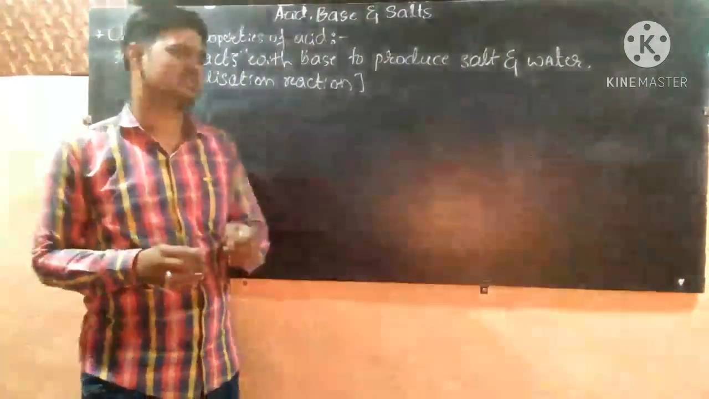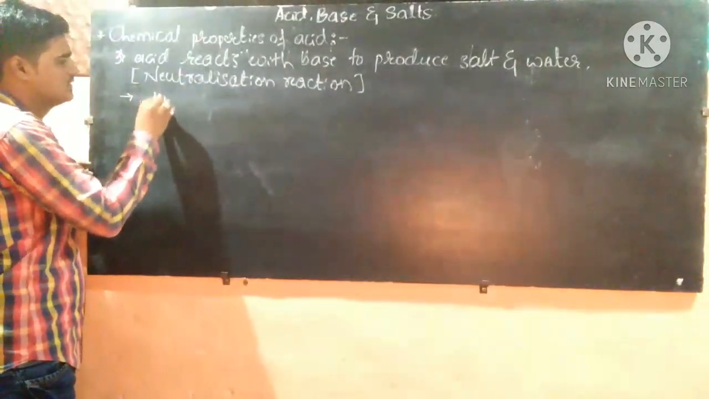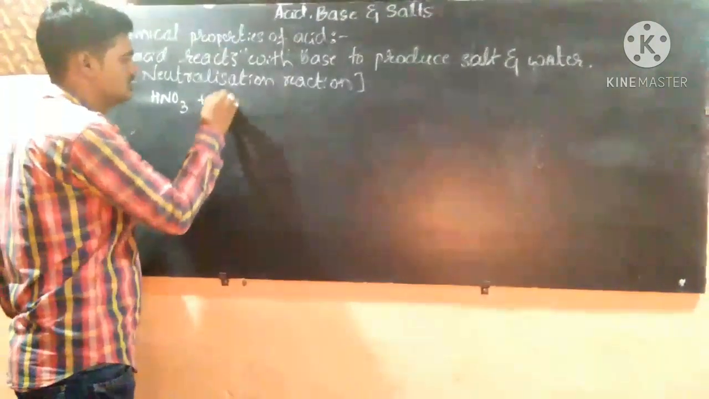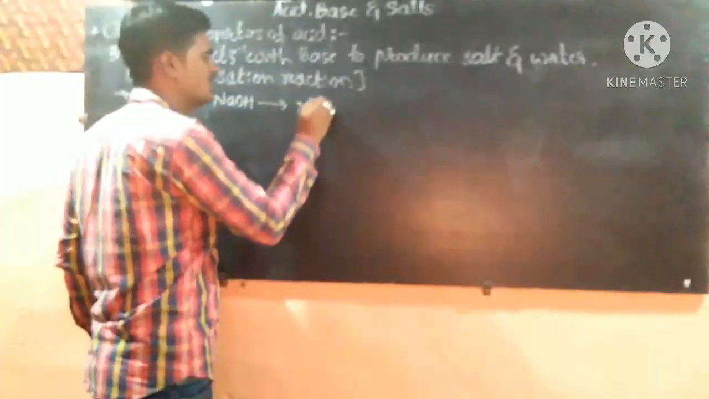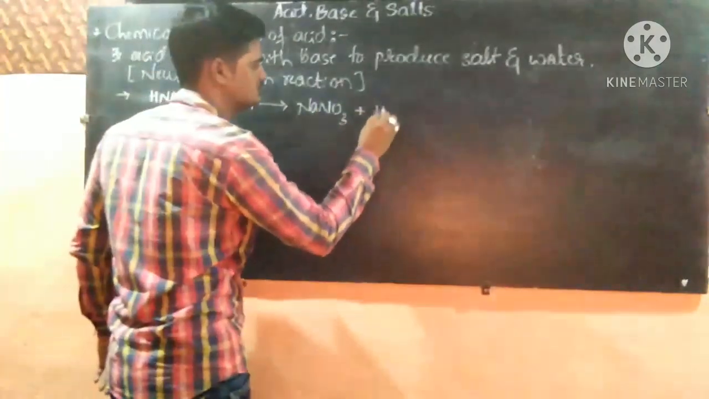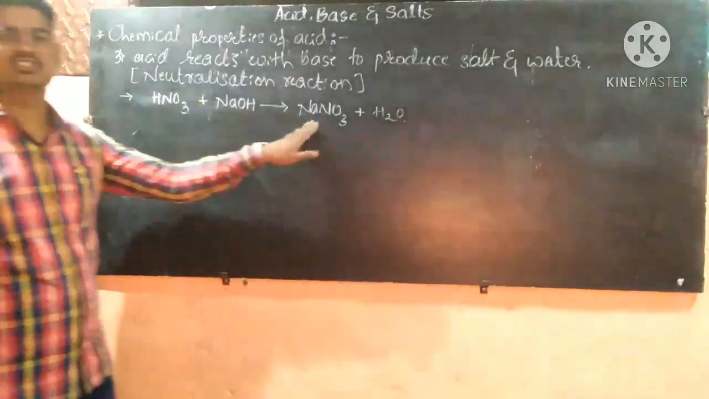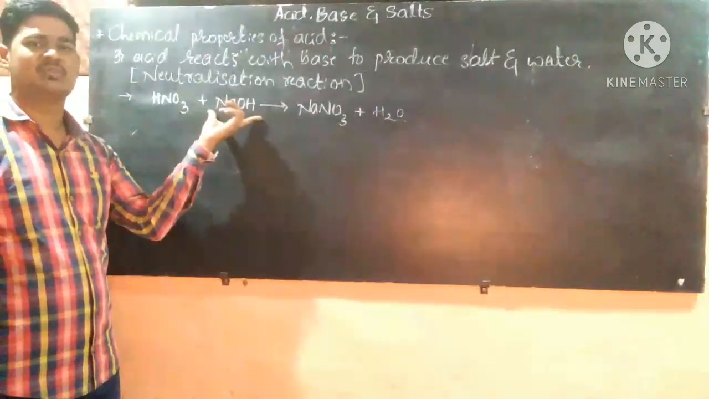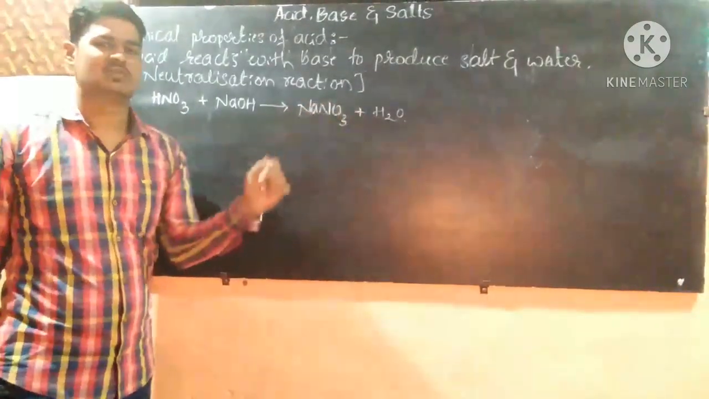and water. For example, we will take the acid HNO3 plus base we can take NaOH. It gives NaNO3, that is sodium nitrate, plus water. This is a chemical reaction between the acid and base to produce salt and water. Acid we have taken, that is nitric acid, and the base we are taking is sodium hydroxide. The resultant products formed are sodium nitrate and water.